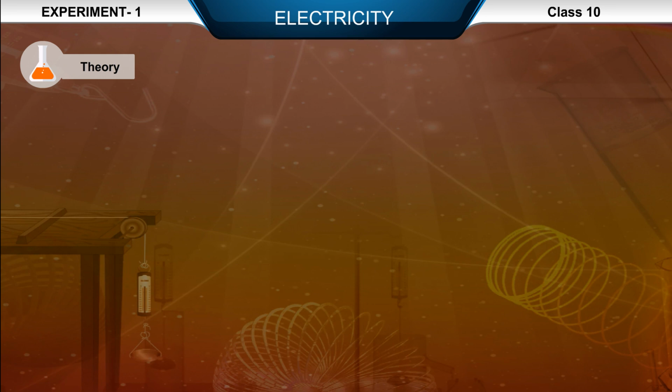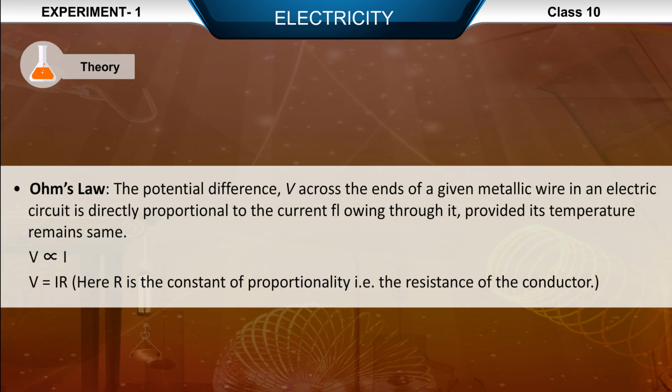Theory. Ohm's law: the potential difference, V, across the ends of a given metallic wire in an electric circuit is directly proportional to the current flowing through it, provided its temperature remains the same. V is equal to IR. Here R is the constant of proportionality, the resistance of the conductor.